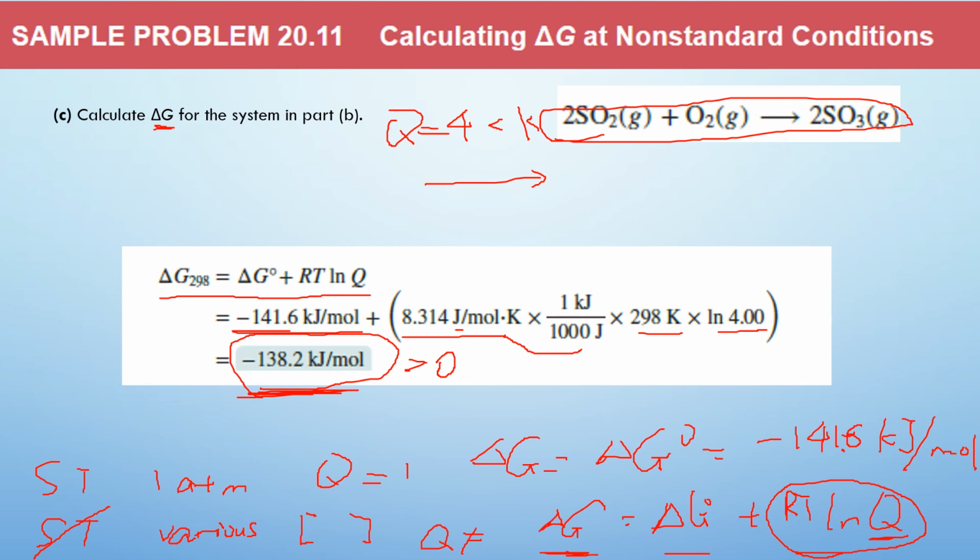And when Q is equal to K, this RT natural log of Q will be equal to negative delta G naught. So when you add them, they will be equal to 0. So delta G will be equal to 0.